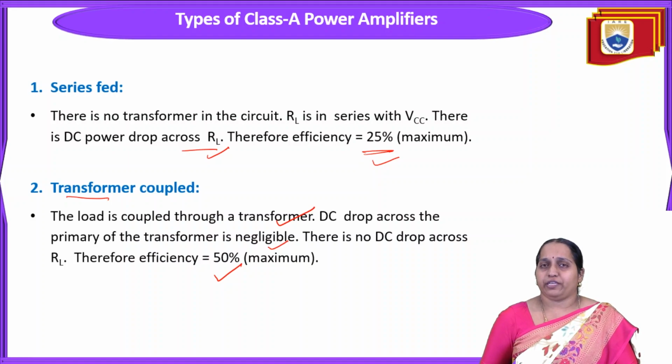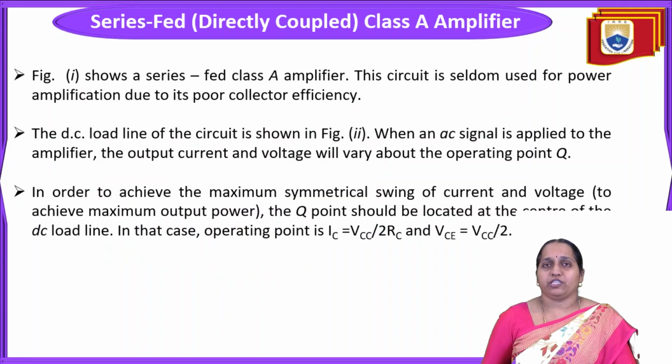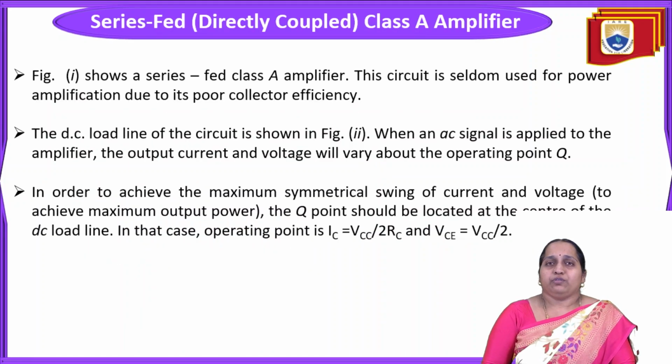So two types, series fed and transformer couple. In series fed, you will not be using any transformer. Simply you will be connecting RL in series with VCC. Since there is a drop across RL, you will be having less efficiency, that is 25%. Transformer couple, you will be using a transformer for coupling between the amplifier and the load. So what? There is a minimum drop or negligible drop across the transformer, primary winding of the transformer. So you'll be having more efficiency compared to series fed. So let us go to the series fed class A power amplifier.